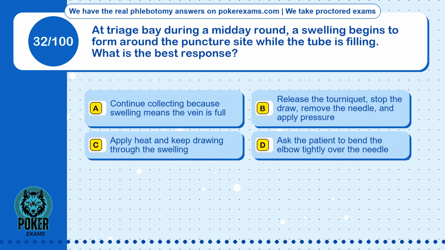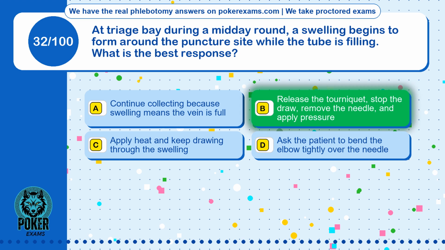Question 32. At triage bay during a midday round, a swelling begins to form around the puncture site while the tube is filling. What is the best response? Option A. Continue collecting because swelling means the vein is full. Option B. Release the tourniquet, stop the draw, remove the needle, and apply pressure. Option C. Apply heat and keep drawing through the swelling. Option D. Ask the patient to bend the elbow tightly over the needle.